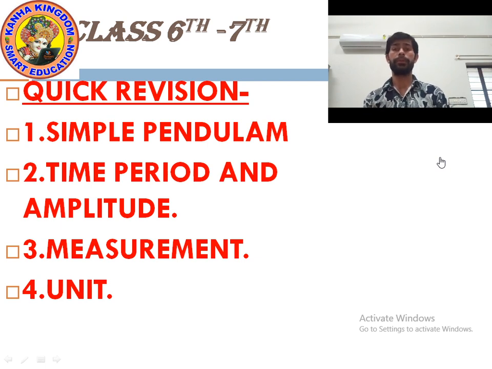What is a simple pendulum? A simple pendulum consists of a metallic ball suspended from a rigid stand by a thread, and the metallic ball is called the bob. A simple pendulum does oscillatory motion. Next is time period and amplitude.